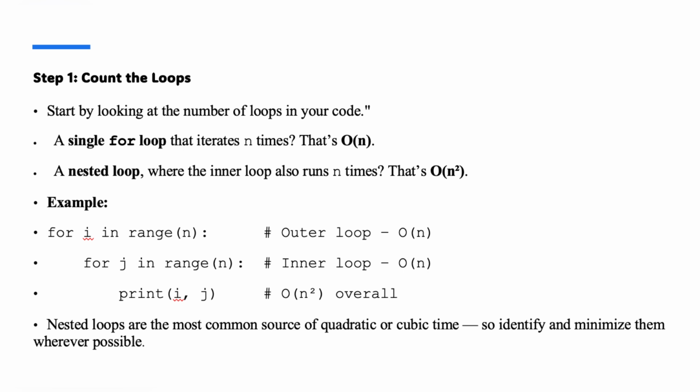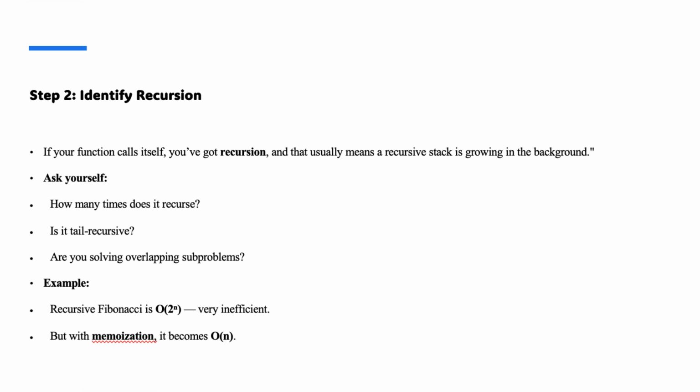For example, consider the Python example. For i in range(n) and the inner loop for j in range(n), it prints i and j. The outer loop is O(n), the inner loop is O(n), and overall O(n²). Nested loops are the most common source of quadratic and cubic time. So identify and minimize them whenever possible.